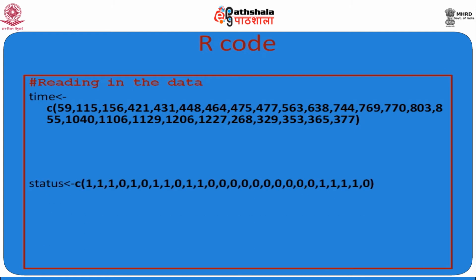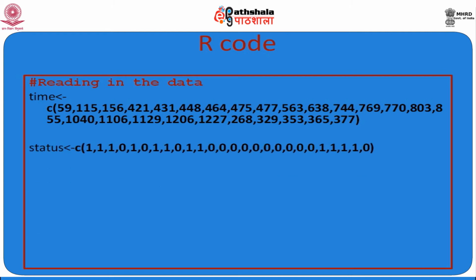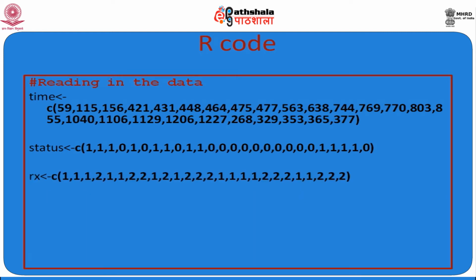Now the second variable, that is status, we can give the status variable as 1 or 0. If the status is 1, then you can say the patient is not alive. If it is 0, then the patient is censored. The third factor is Rx, which is also given as 1 and 2. If 1 is given, then it can be considered that the patient was given the placebo treatment, otherwise the experimental group.